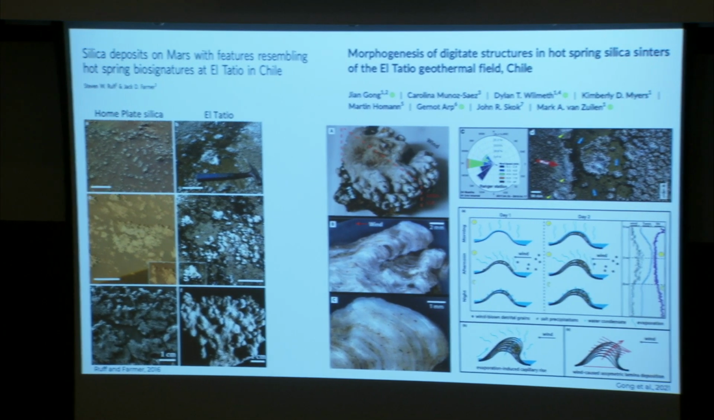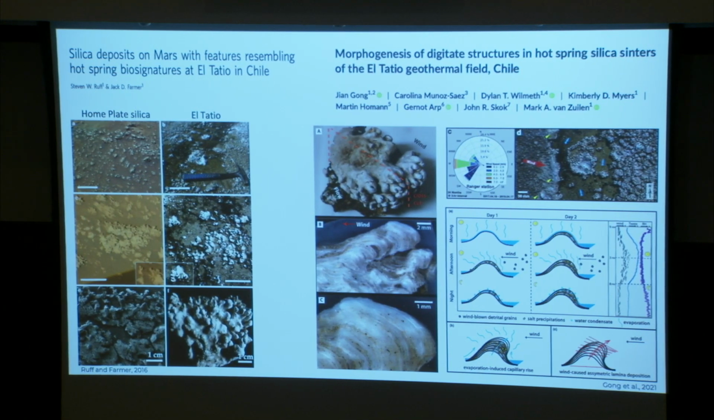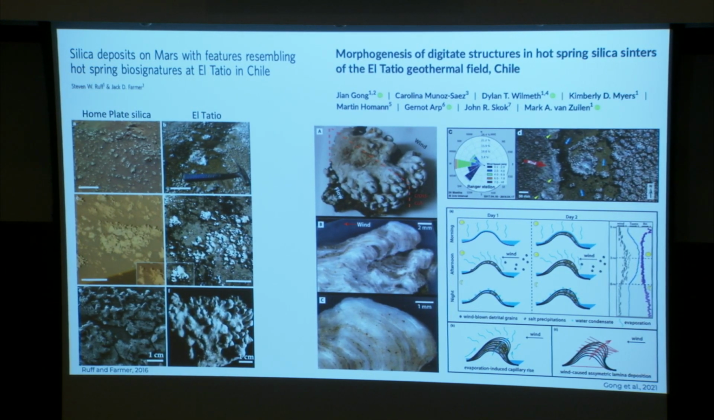A few years ago, I was involved in a study led by Zhang Gong, where we had a closer look at these digitate structures and how they form.